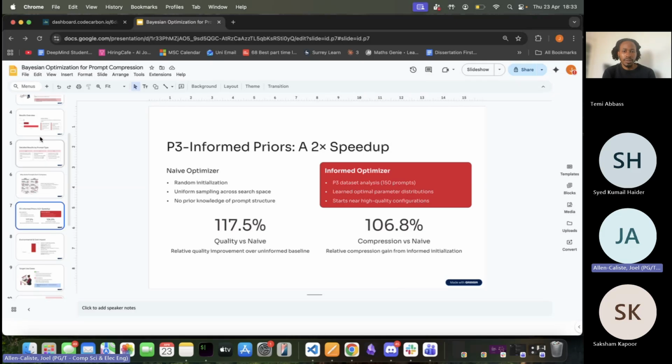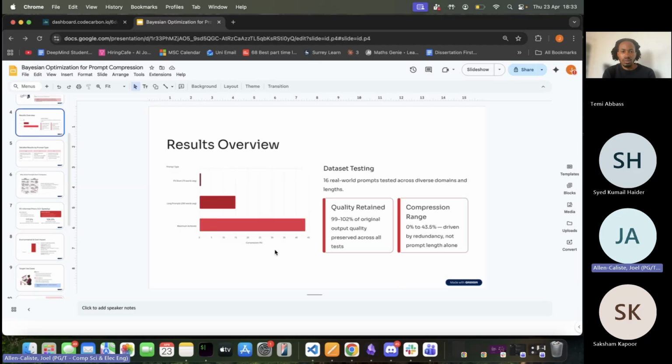That's purely because we started in a better position in the search space. Also, I found a couple of new data sets because I just wanted to check the generalization of this prompt compression.